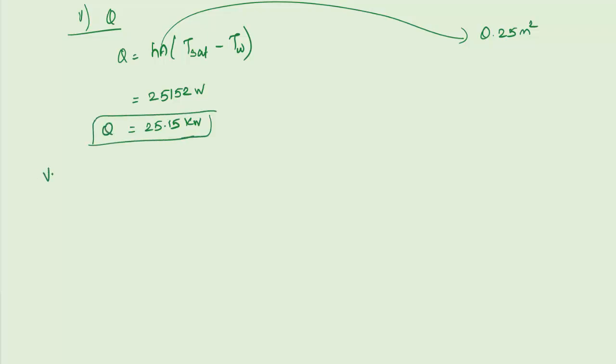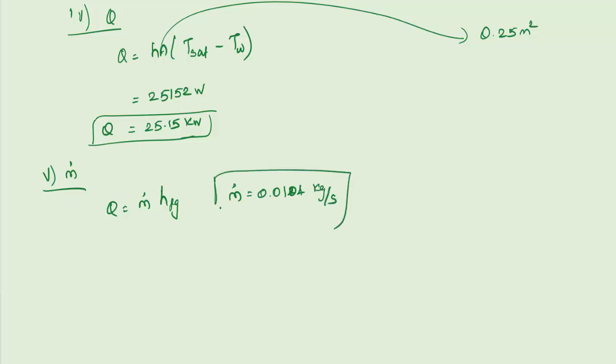In the next subdivision, the fourth one is done, this is the fifth one. You have to find out the value of m dot. So Q equal to, you know the formula, m dot into HFG. Here you know the value of HFG and the Q value. So find out the m dot. M dot will be 0.0104 kilogram per second. This is the value for m dot.